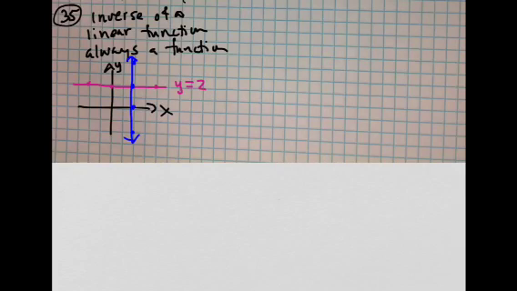Vertical line test. Okay, so this is x equals 2, and it's not a function. So the statement is false because we found one example where it doesn't work.